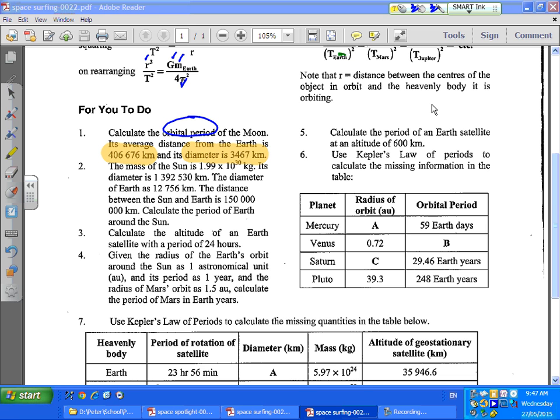So we're just going to use that formula, putting the numbers in, rearranging it, getting the numbers out. So let's rearrange that for T. I'll do question 2.